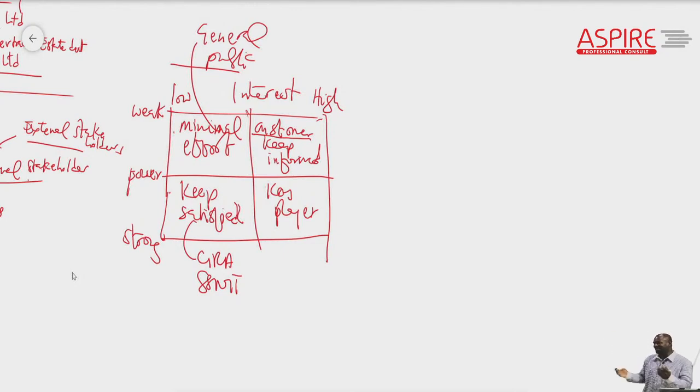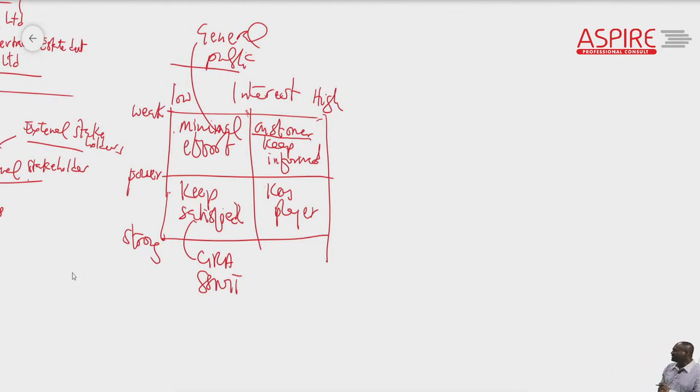a good example is customers. How do you strategically manage such a stakeholder? You keep them informed. But if you have a stakeholder who has high interest and the power is strong, that stakeholder is a key player. So you must make sure you keep them involved in everything you are doing. You must make sure they are part of all your strategic work development.